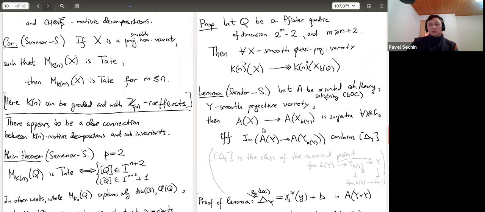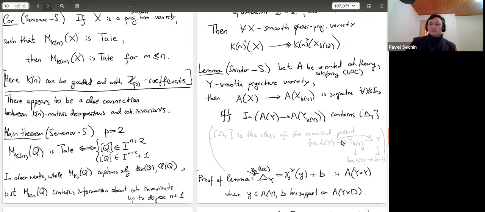we look at X equals Y. Then on Y base changed to K(Y), there is a canonical rational point coming from the diagonal embedding of Y to Y times Y. This point gives you some class in this group, and if this class can be lifted back here, so if it comes from A of Y, then this map is always surjective.